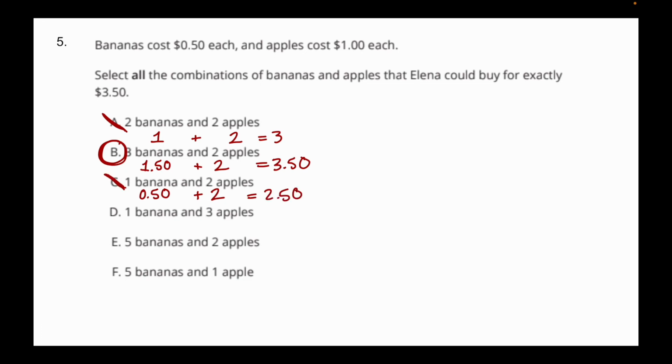1 banana and 3 apples, 1 banana is still 50 cents. And 3 apples is going to be $3. So that would be $3.50. So that works as well.